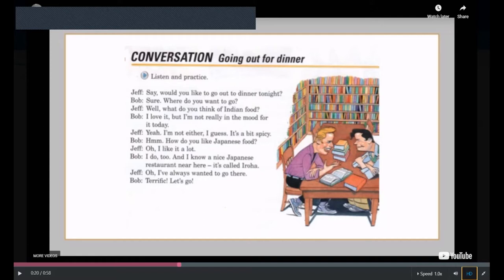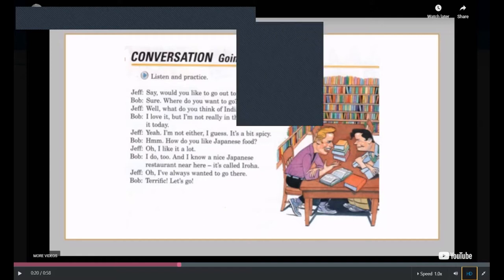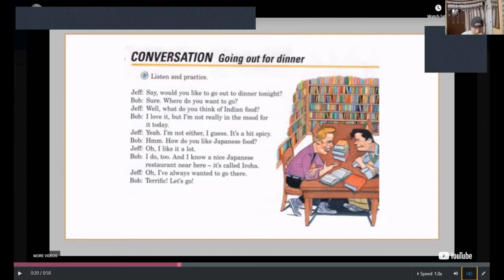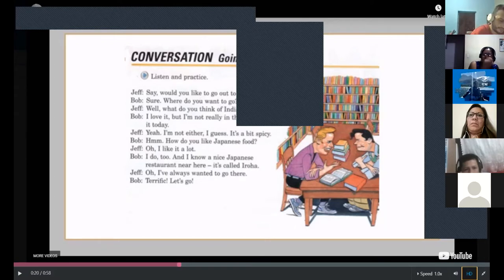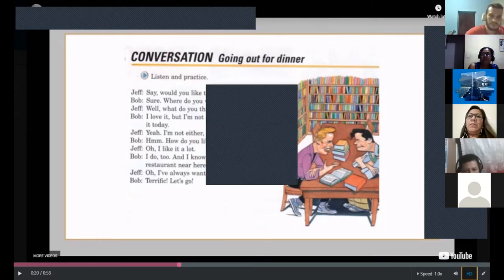Now is your time. Questions. What is the meaning of mood? Temper. What's your temper? Are you in a good mood? Yes, that's right. What's your mood? ¿Cuál es tu ánimo? Now, as an adjective, you can use it as an adjective. Are you a moody person?